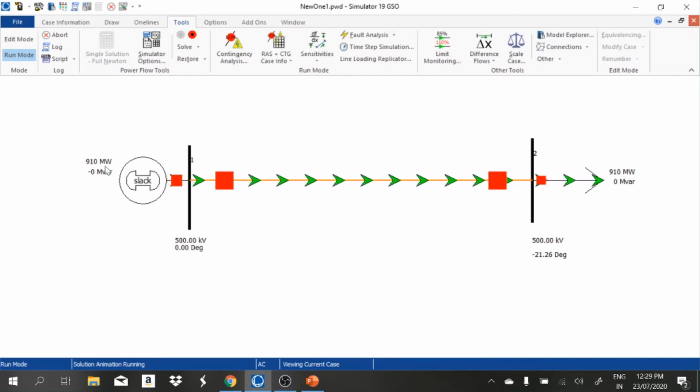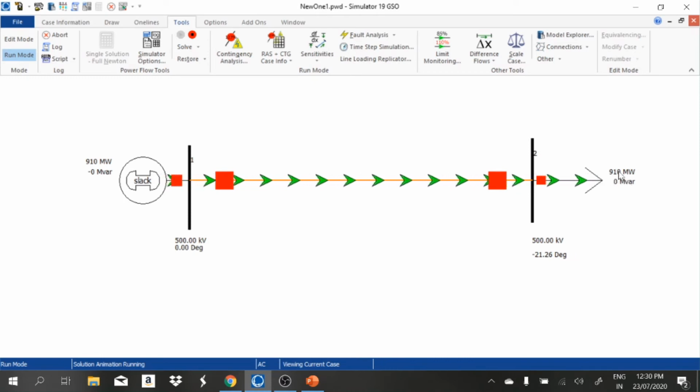Here 0 MVAR, here 0 MVAR. The MVAR flow, you can see that blue color arrow, now it is 0. At the surge impedance loading, the net reactive power flow is 0, as the inductive and capacitive reactive powers are both equal. So it is called natural load. At this load, the reactive power by the capacitor and the inductor are both equal. It is called surge impedance loading or natural load.